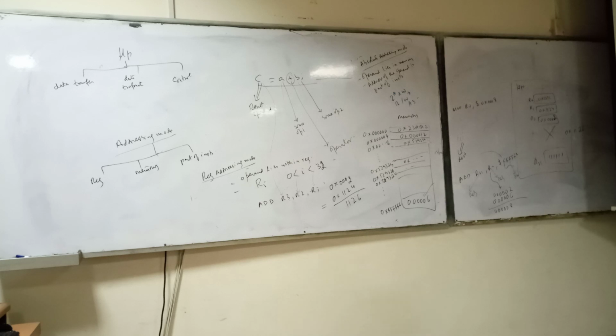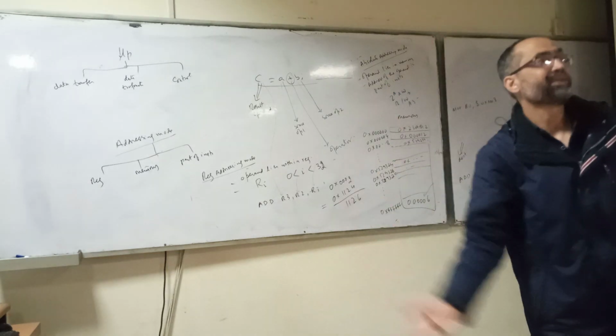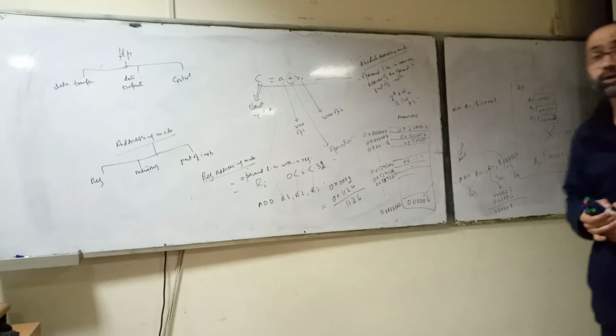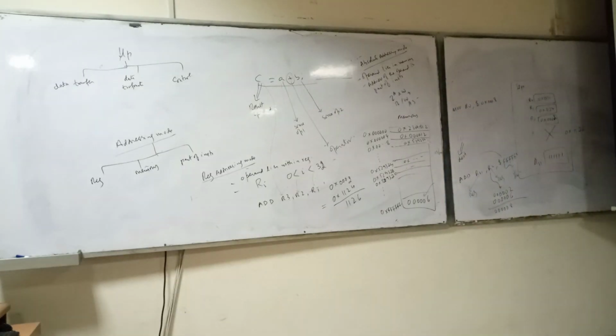Like in some processors, maybe the destination is on the left hand side, and in some processors the destination is on the right hand side. So it varies from architecture to architecture. Let's assume cars: a car has a steering. In Europe, the steering is on the left hand side, and in Pakistan, the car steering is on the right hand side. So it depends on the company producing the cars.